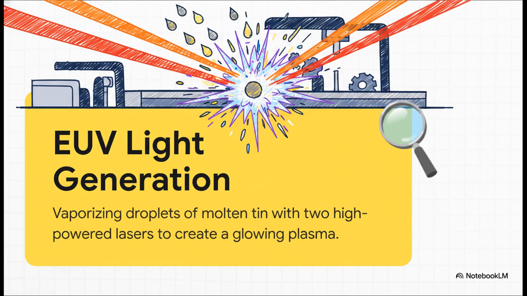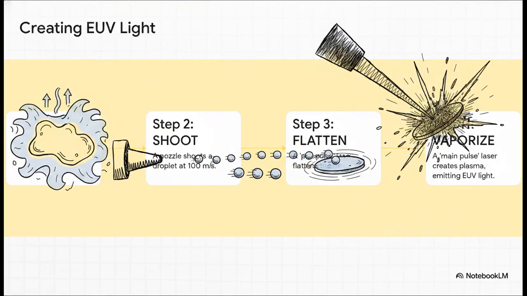EUV light doesn't really exist naturally here on Earth, so you have to make it. And the way they do it is, well, it's incredibly violent. The machine takes these tiny, tiny droplets of molten tin and just completely vaporizes them with a pair of super powerful lasers. It's this insane, high-speed ballet of physics.